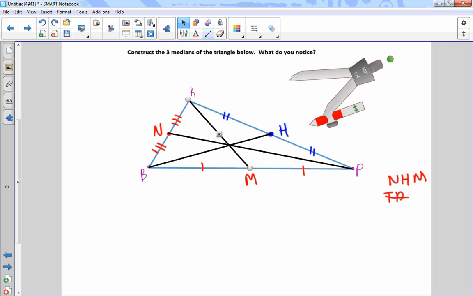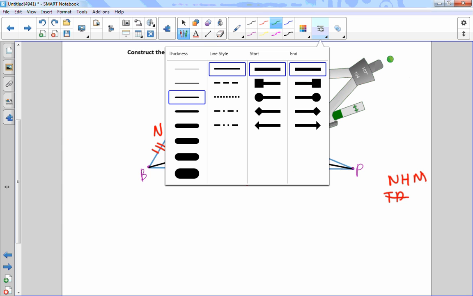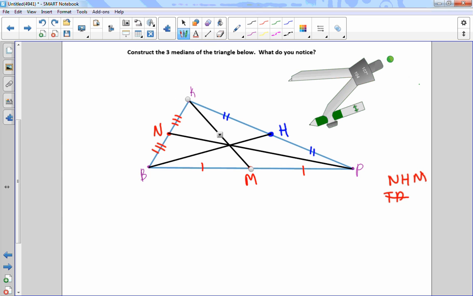Now if you were precise on everything, it should come out that all three have another quirky relationship. This happens every time. They should intersect at the same point. Depending on what type of triangle you do, sometimes these intersection points are inside the triangle, sometimes outside. It just depends what type of triangle you're working with. Now this point is called the centroid.